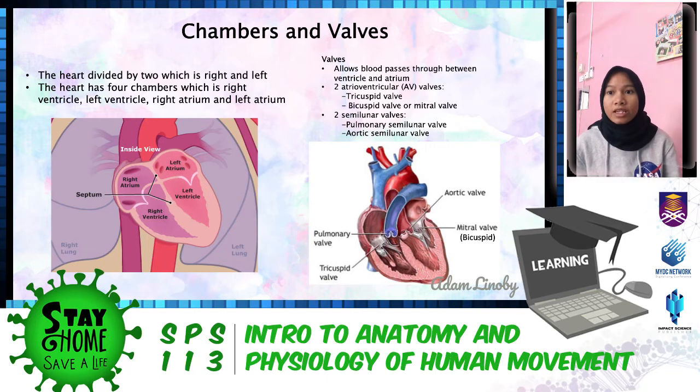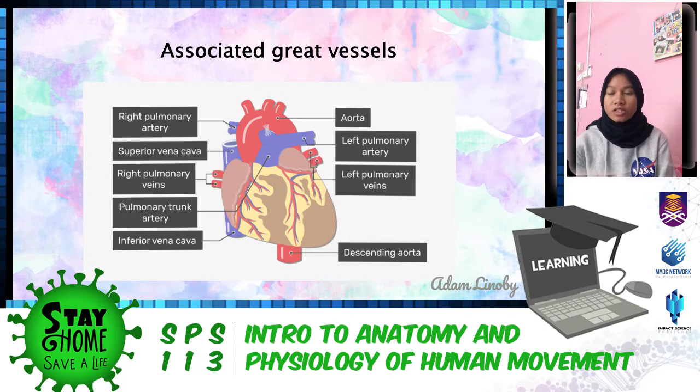The tricuspid valve is located between the right atrium and the right ventricle, while the bicuspid valve is located between the left atrium and the left ventricle. The pulmonary valve is located between the right ventricle and the pulmonary artery, while the aortic valve is located between the left ventricle and the aorta. These are the great vessels of the heart: the superior vena cava, inferior vena cava, pulmonary artery, pulmonary veins, and aorta.